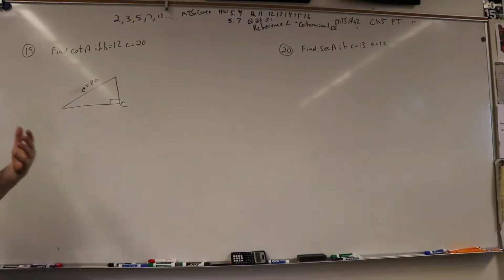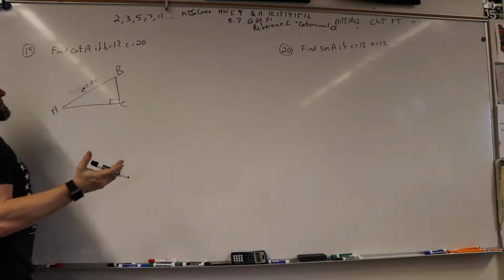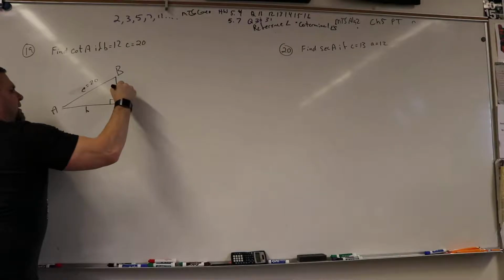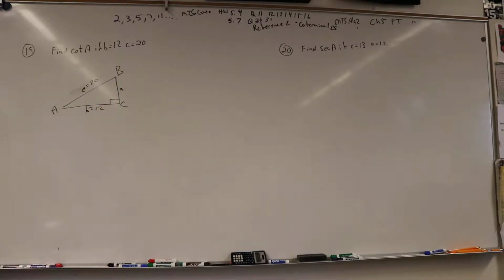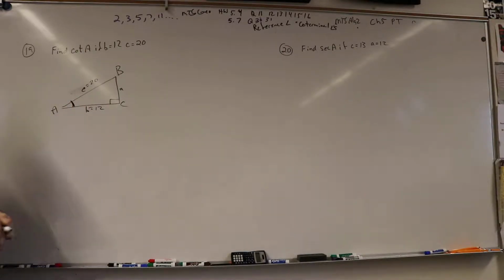Then we have to figure out what A and B is. We don't really care. So we just say, if this is A, this is B. Does that make sense? So this would be little b, and this will be little a. And it says little b is 12. Now they want to know what A is. That's what matters. So they want to know what this angle is. Does that make sense?